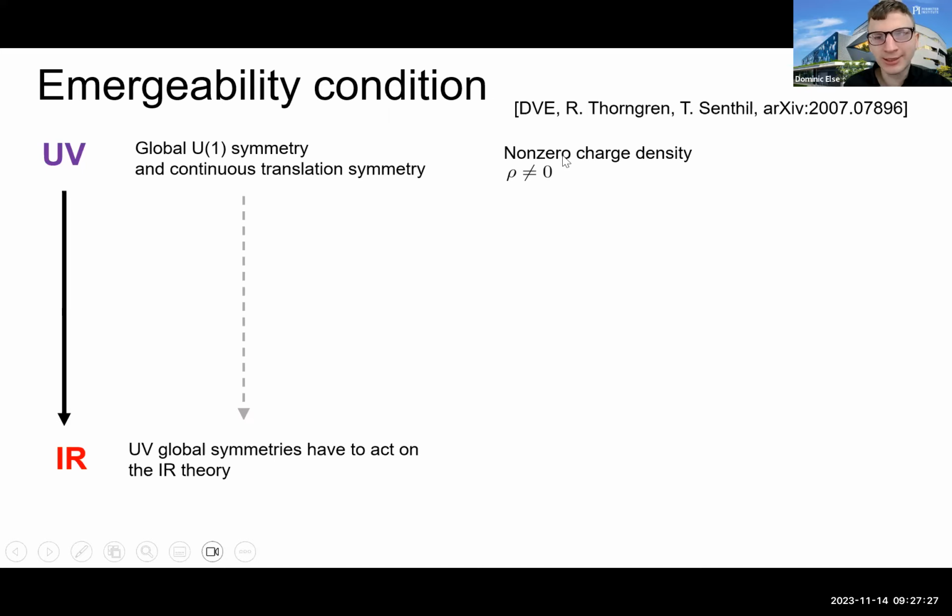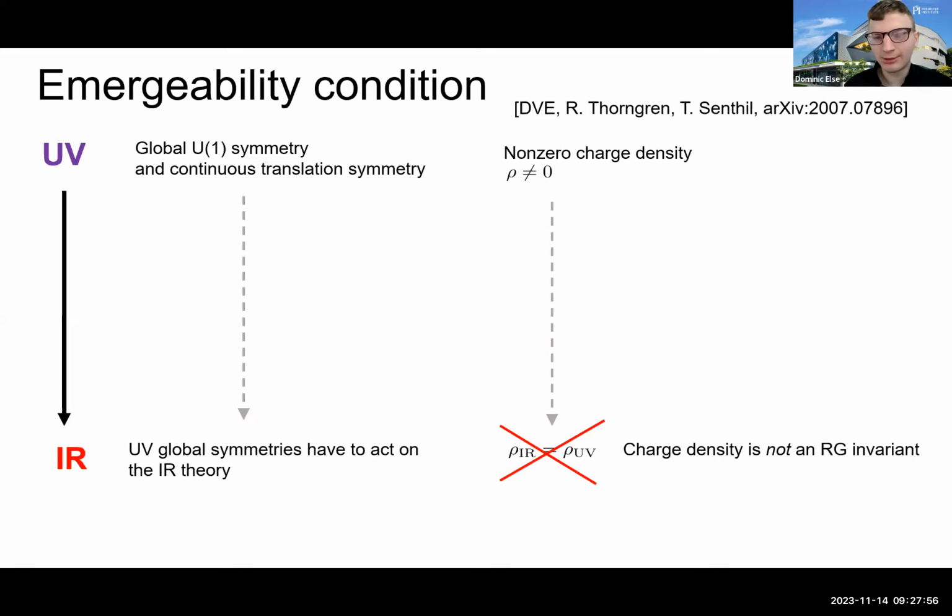Now, the non-zero charge density, that's a trickier thing. If you were very naive, you would say, well, if the UV is at non-zero charge density, then the IR should be at that non-zero charge density as well. But that doesn't make sense because the charge density is not an invariant under an RG flow. Because in RG flow, you rescale space. Clearly, the charge density is not going to be invariant under that. So, okay, this is not the right condition. Let me try to tell you what is the right condition.